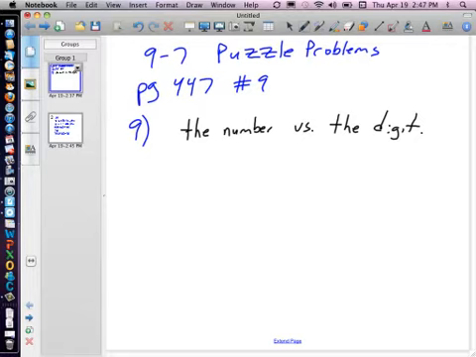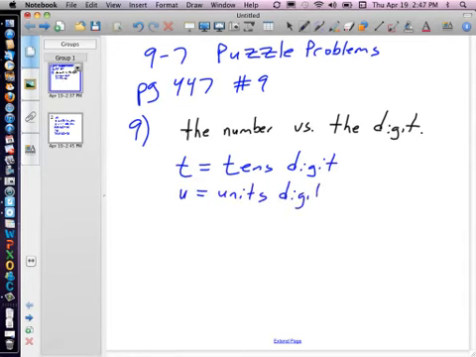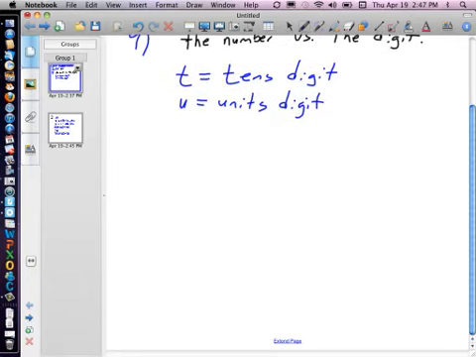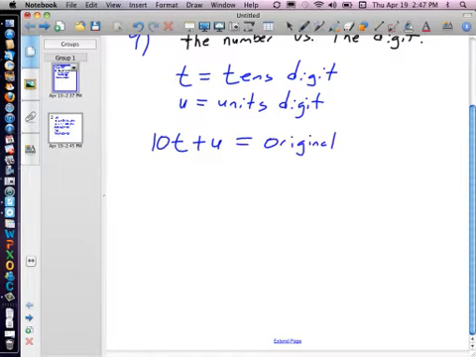If it's a two-digit number, we have two digits here. We have a t, we're going to call the tens digit, and like I said before, the u is going to be the units digit. Okay, that being the case, we have to multiply the tens digit by 10 to get its value. So the original number would be 10 times t plus u equals original number.